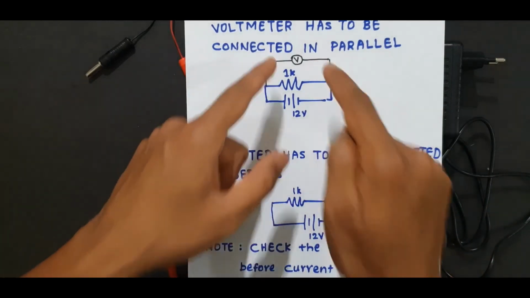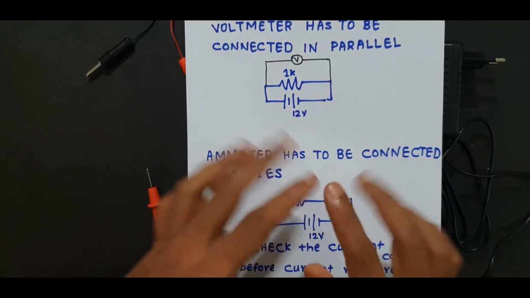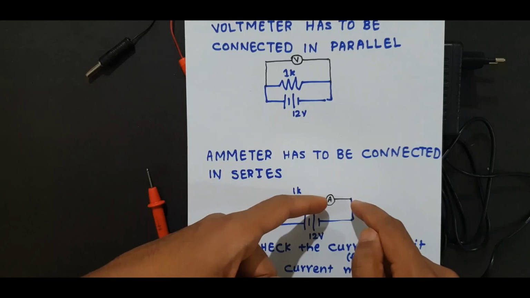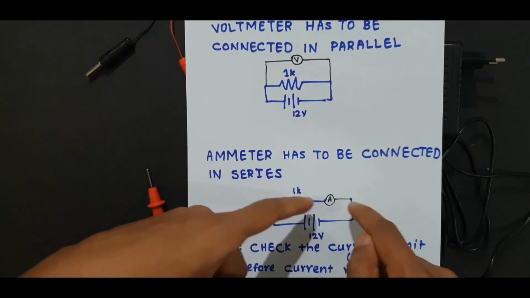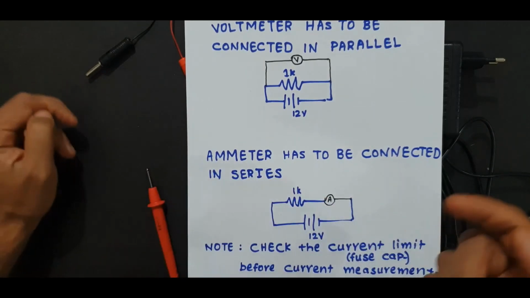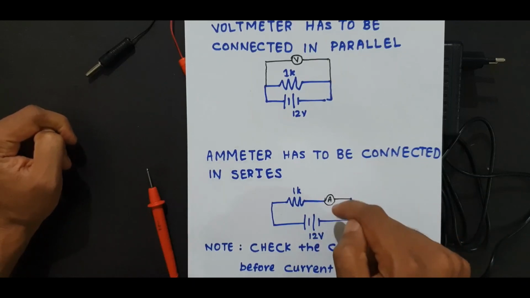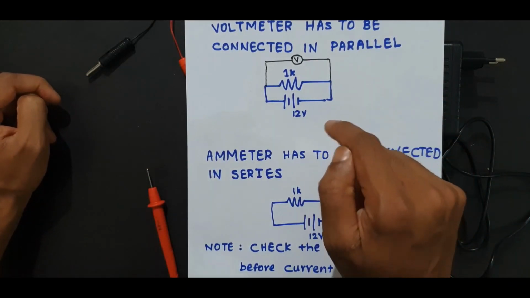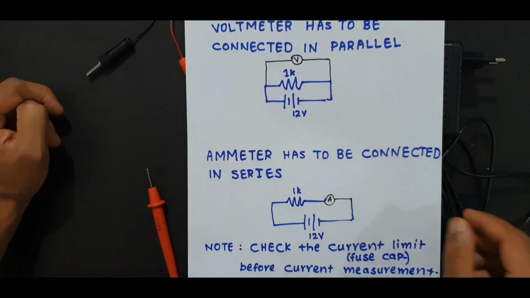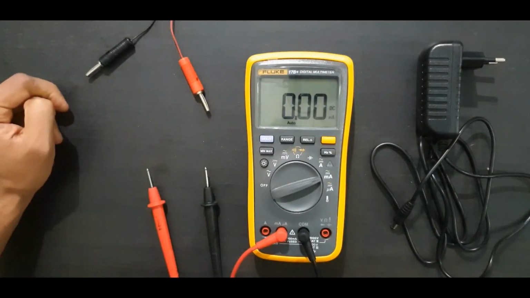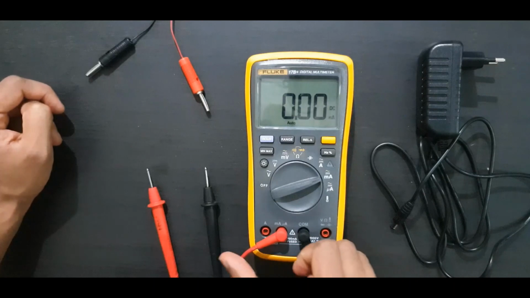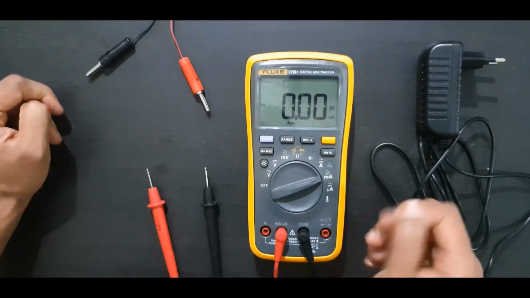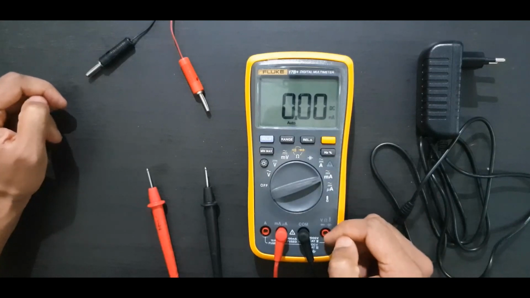If you connect a voltmeter in series, nothing will happen. If you connect the voltmeter in series, you will see the entire value, means the complete 12 volts. In case you connect the ammeter in parallel, it will damage it, the fuse will be blown. So ensure that the ammeter is connected properly. Hope this video has given the basic idea on using the multimeter.